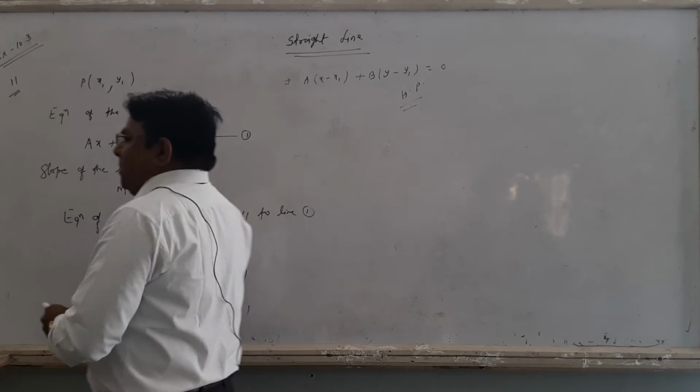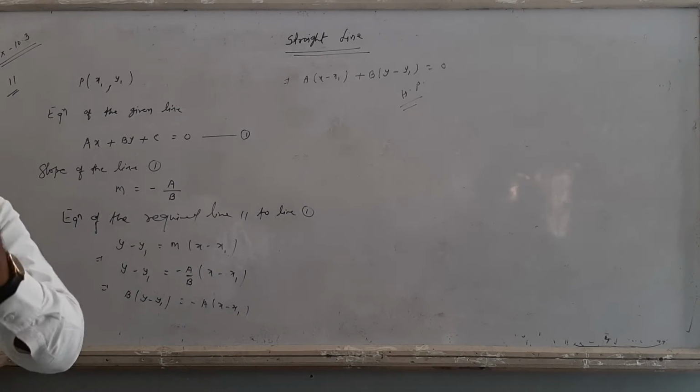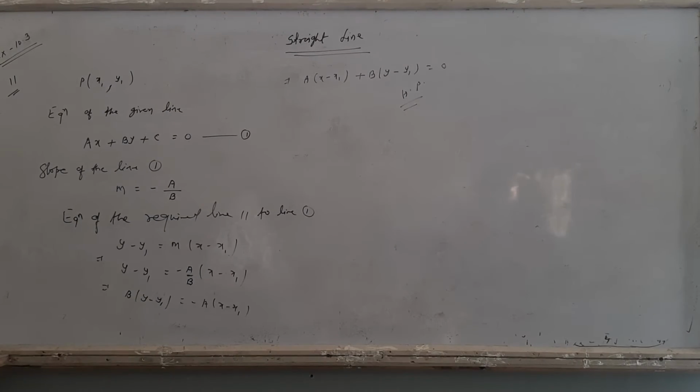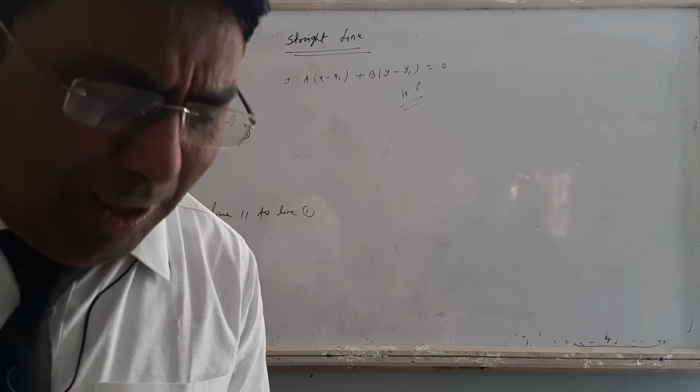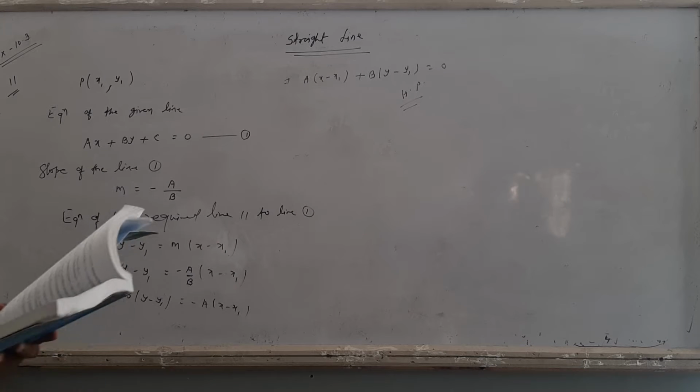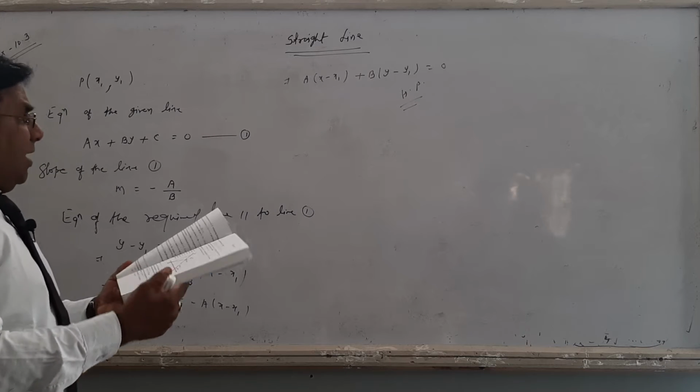So student, whenever you find the equation of a line, only two things are needed: slope and point. Point is given, only the slope is needed. Then the required line is parallel to the given line. That means what is the condition of two lines being parallel? m1 equals m2.